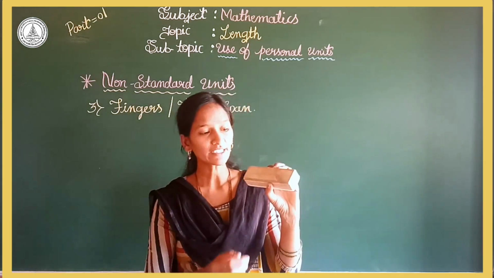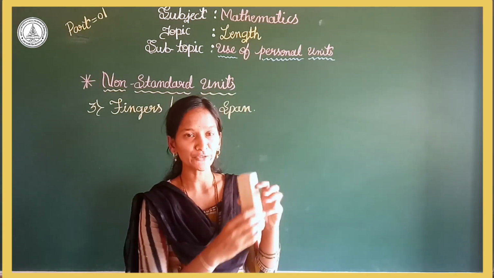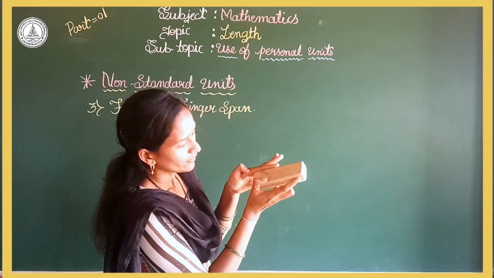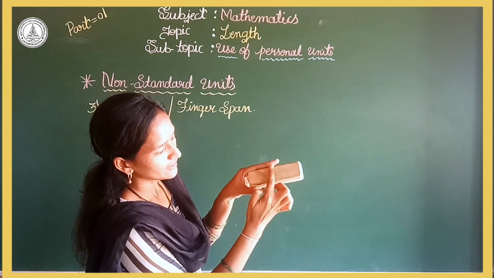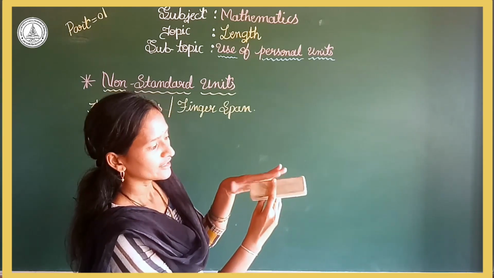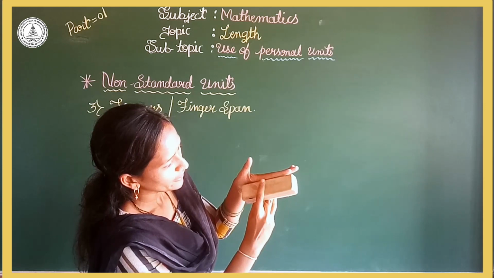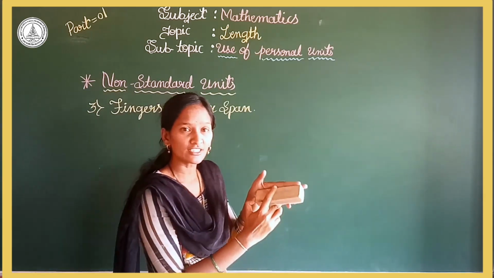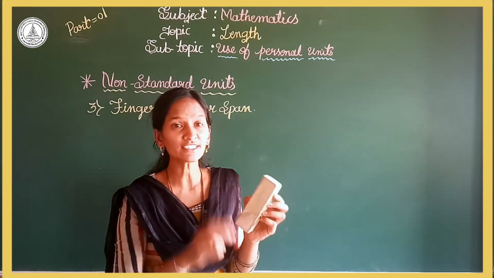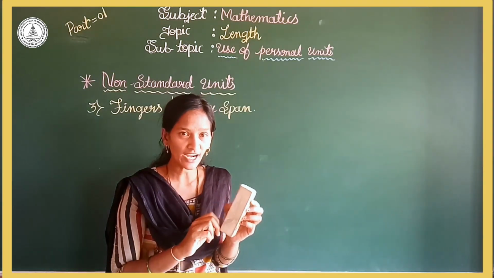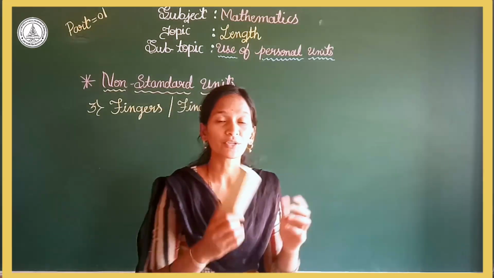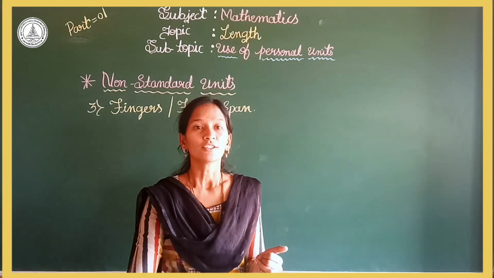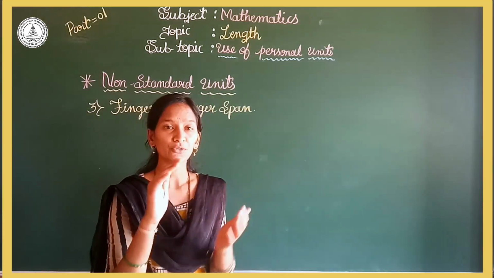See, now I am measuring this side of the duster by using a finger, right? So look here, from here to here, right? This is 1 finger. Next, once again from here to here. See, the total is 2 fingers. The length of this duster is 2 fingers, right? So like that you can measure your ruler and your notebook, right? So these 2 activities you have to do in your home.